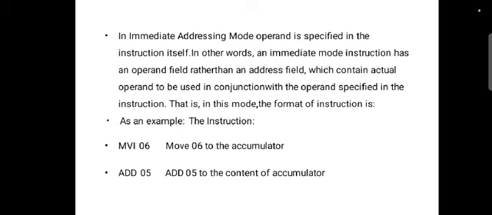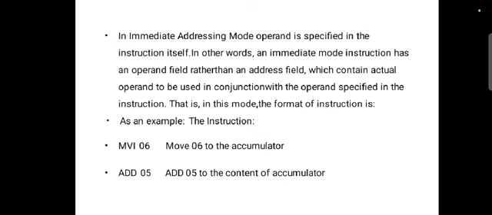Next, in the immediate addressing mode, the operand is specified in the instruction itself. In other words, in immediate addressing mode, the instruction has an operand field rather than an address field, which contains the actual operand to be used in conjunction with the operation specified in the instruction. For example, MVI 06: MVI stands for move, so move the value 6 to the accumulator. That is the meaning of MVI 06.